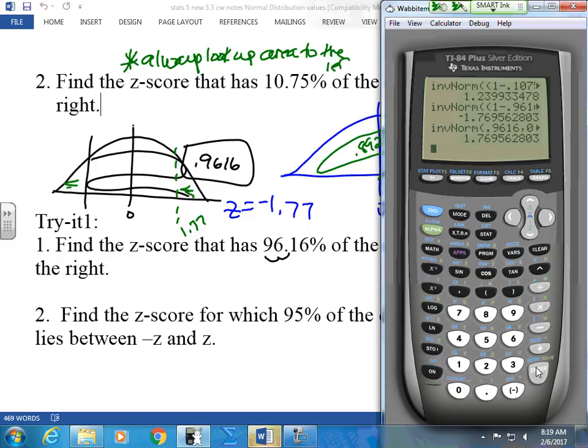If you looked up the area to the right, it's okay. You're just going to have the opposite sign on your z-score. So your sketch is going to say, oh, it's symmetric. All I have to do is change the sign on that. Everybody see why we did that? This is a hard concept to get, but once you get this down, there's nothing to this.